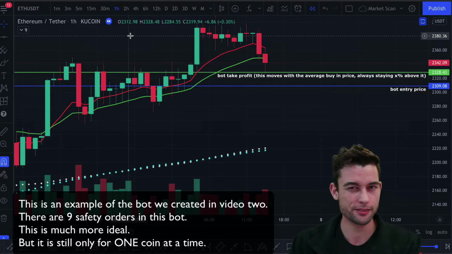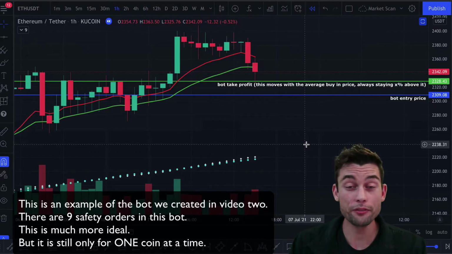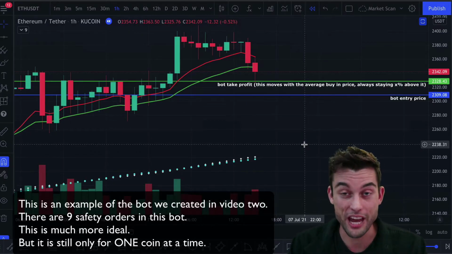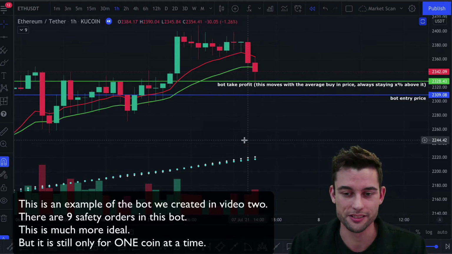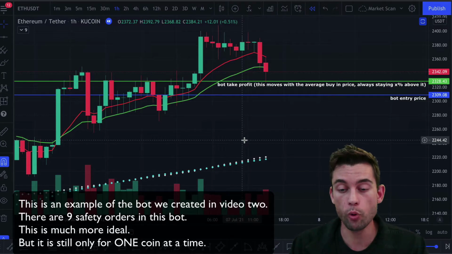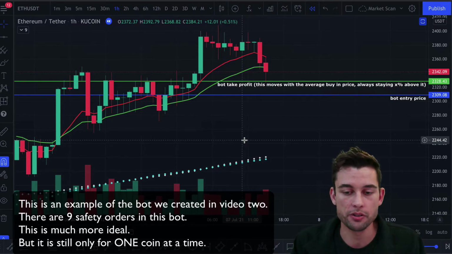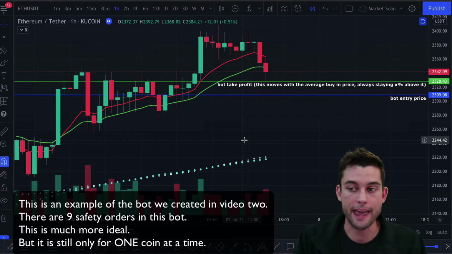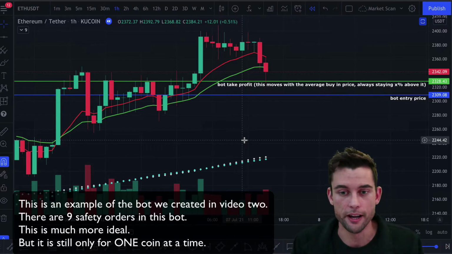But this is just for one coin. What if you wanted to do this for 10 coins or 50 coins? Or what if you wanted to do this for 5 coins, but you wanted to scan the entire market and have the opportunity come up as soon as any coin reaches your criteria? That's what you could do with composite bots.